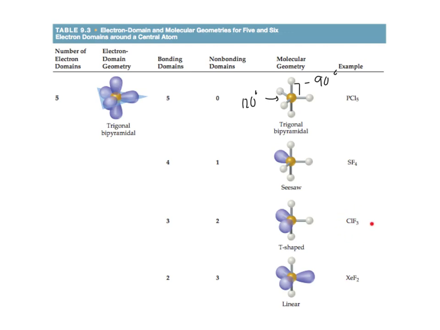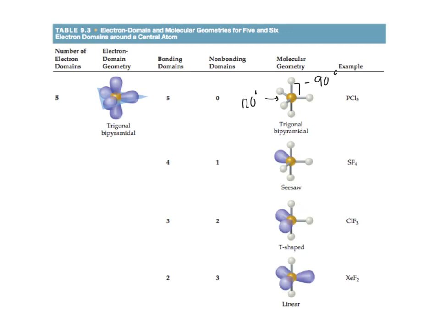Okay, so ClF3, if we draw that Lewis structure, we get a shape called T-shaped. We have 3 bonding pairs in this case, 2 non-bonding pairs, okay, and that basically leads us to have this T-shape that you see here. In this case, the bonding angles are 90 degrees.